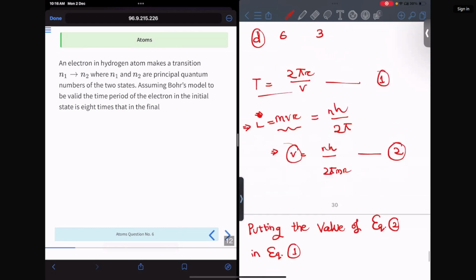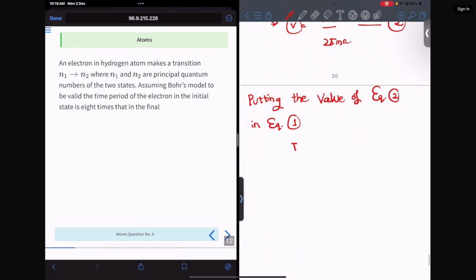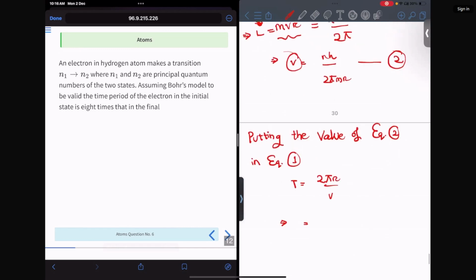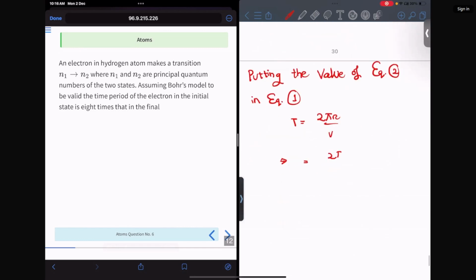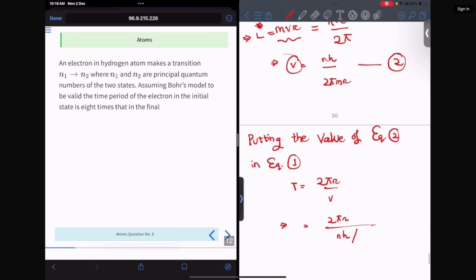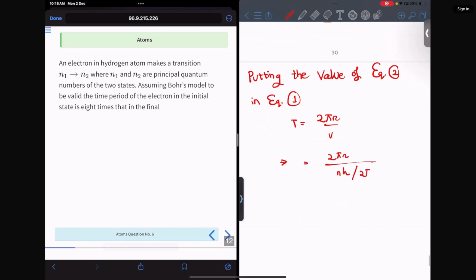What was equation number 1? 2 pi r upon v. So instead of v, I'll write nh upon 2 pi mr. That gives 2 pi r upon nh upon 2 pi mr. So the time period will be equal to 4 pi square m r square upon nh.